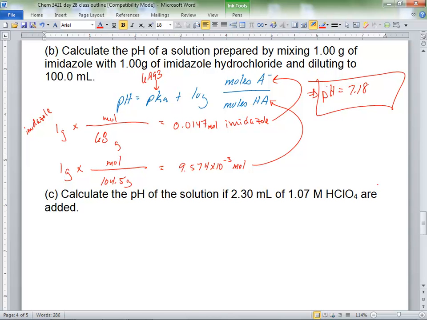Does it make sense so far? So we're just finding the moles of the conjugate acid and the moles of the conjugate base, dividing the two using Henderson-Hasselbalch, because they told us the grams. In part C, now find the pH if 2.3 mL of 1.07 molar perchloric acid is added.